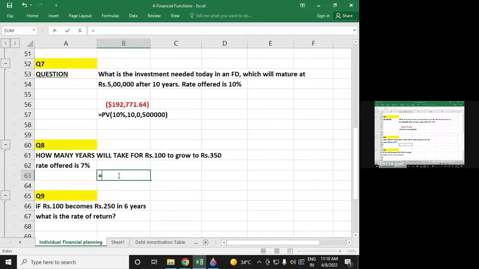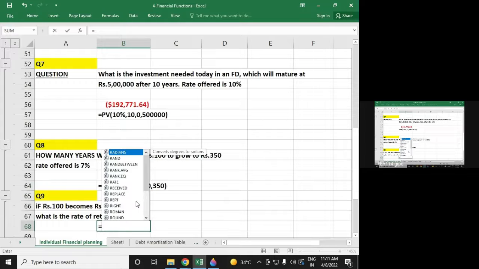Question number 8. How many years will it take? It is a question on number of periods. Rate is 7%. There is no recurring cash flow. PV, today we are investing 100 and we are going to get 350 at the end. The only requirement is that the signs of FV and PV should be opposite, otherwise you will end up getting the number error. You invest 100 rupees and you will receive 350 rupees. So sign of FV and PV should be opposite.